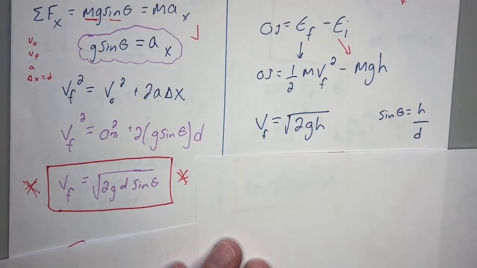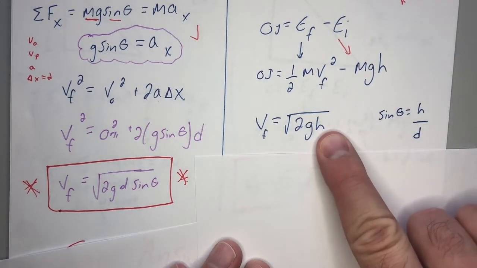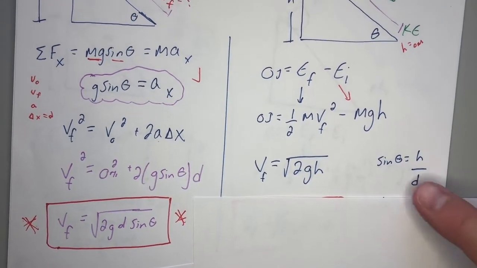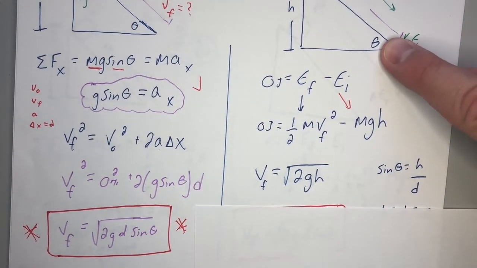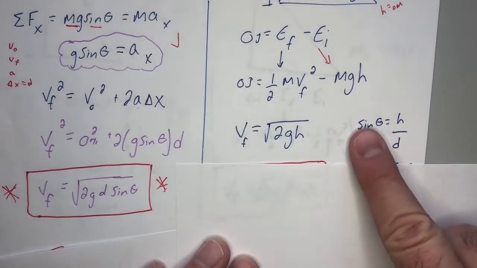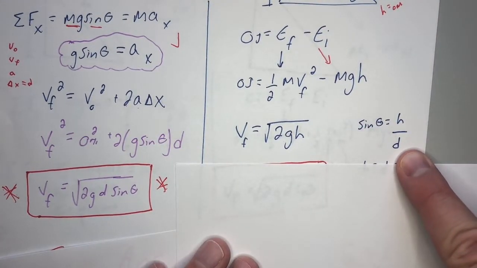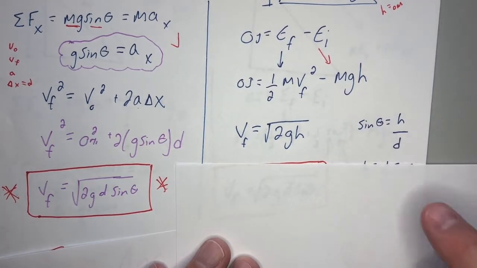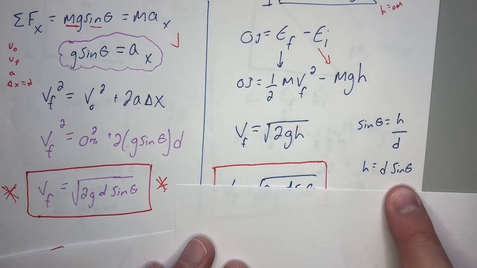And you're like, well, that is not that. You have to take a brief pause and say, let's get the height out of there, let's get it in terms of theta and the distance. In our triangle, the sine of theta is the opposite over the hypotenuse. So sine of theta is h over d. That makes h equal to d times sine of theta. H equals d sine of theta.